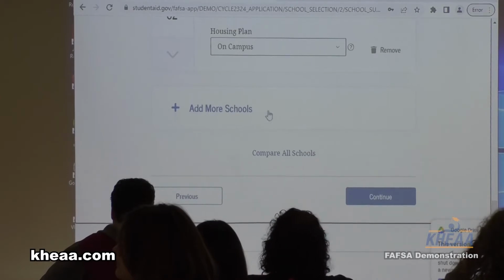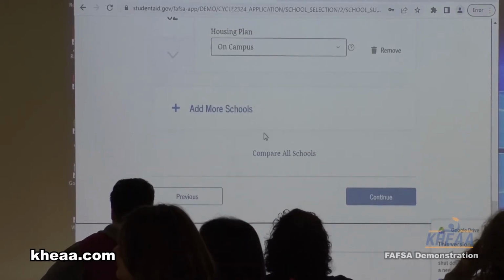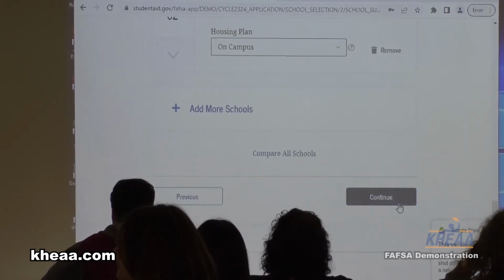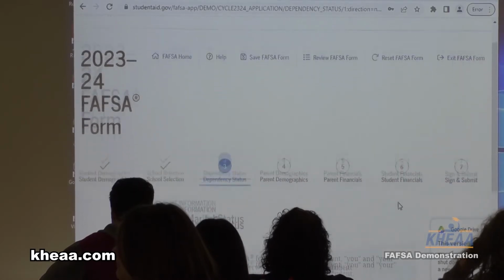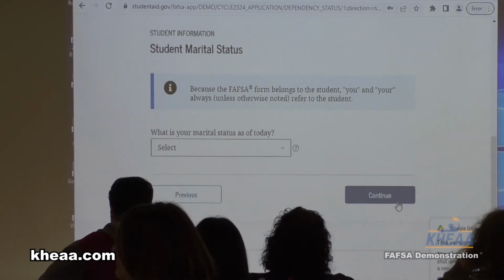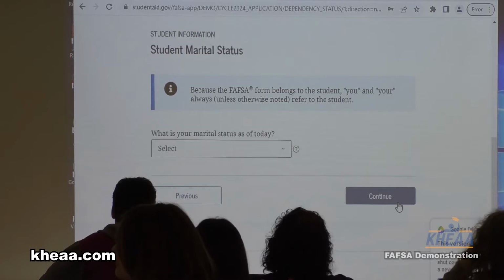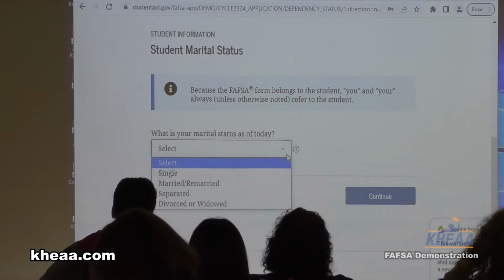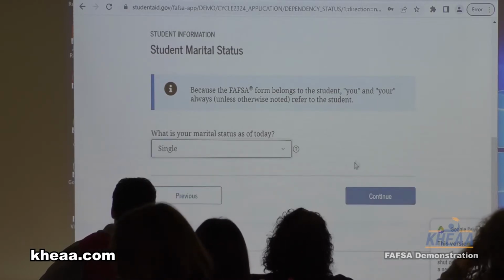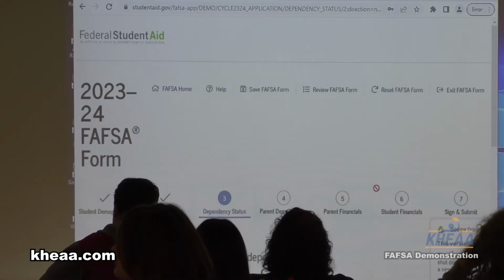And again, you can add up to 10 schools as well. So I'm just adding up to 2 schools right now. So student marital status, so that would be the student. Unless you're married, you're going to be single. If you have a boyfriend, girlfriend, it doesn't matter. You're still single until you're married, okay? Even if you think you're going to get married or you're engaged or whatever, you're still single until you say I do.